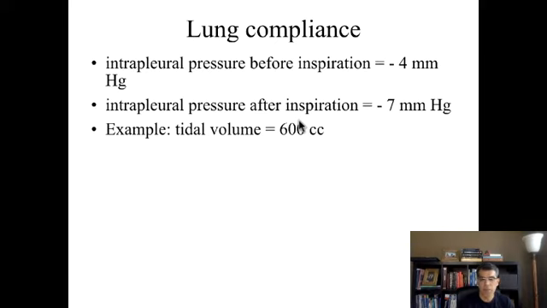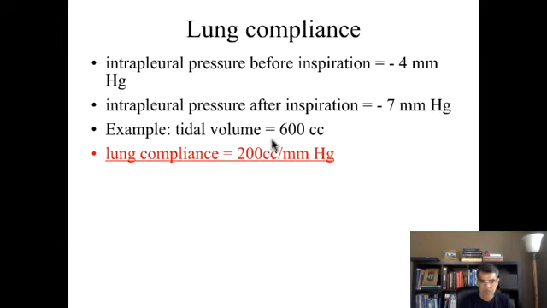What is the compliance of this lung? Well, the answer is I brought in 600 ml for a difference of 3 millimeters of mercury. That means my lung compliance would be 600 divided by 3, which is 200 ml per millimeter of mercury. That means for every drop of intrapleural pressure, I could bring in 200 ml. From -4 to -5, 200. From -5 to -6, 200. And from -6 to -7, 200. This is the compliance of this lung.